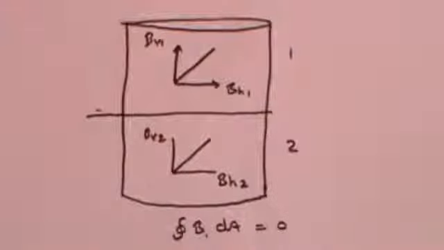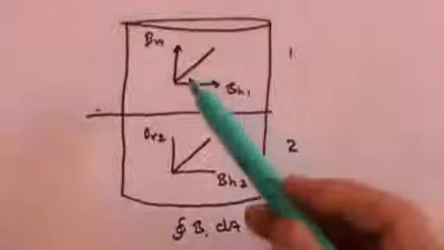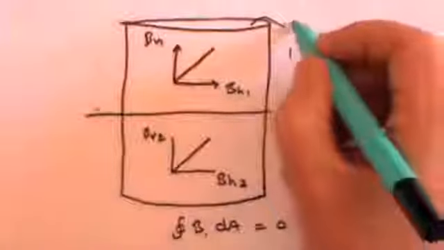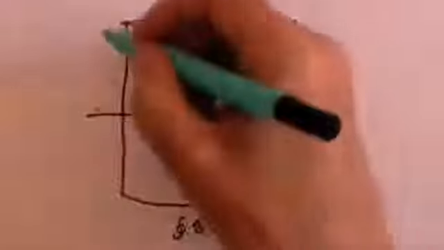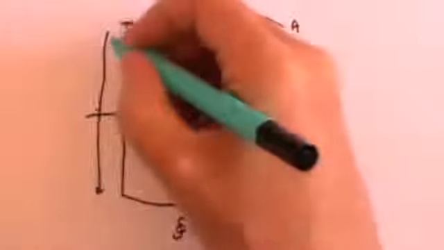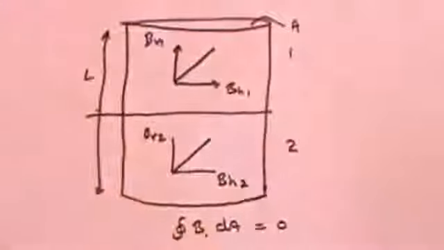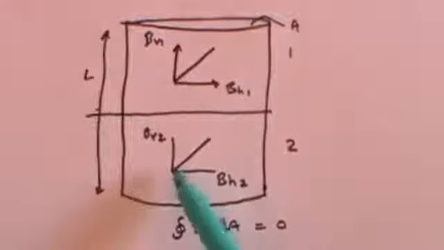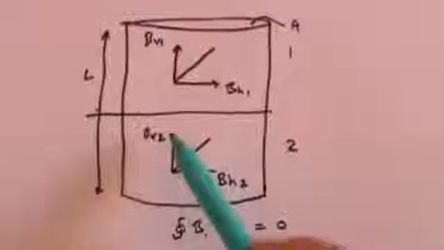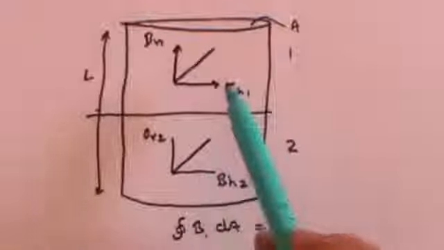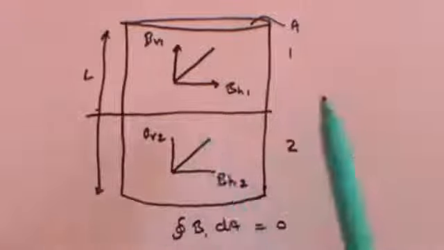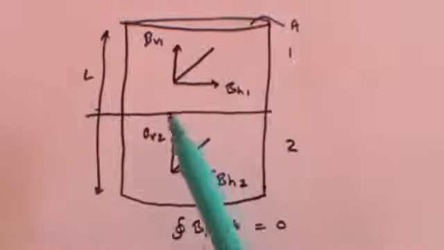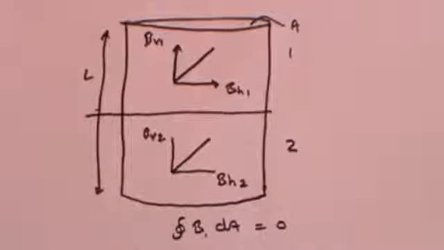And in exactly the same way as we said before, we're going to get a BV1 term going through the top of the pillbox, which has cross-sectional area A. We're going to make the height of the pillbox or the cylinder L. We're going to have a BV1 term going out through the top area. We're going to have a BV2 term coming in from the bottom. And we're going to have the BH, the horizontal terms, going out through the sides. The horizontal bits don't go out through the top, and the vertical bits don't go out through the side.